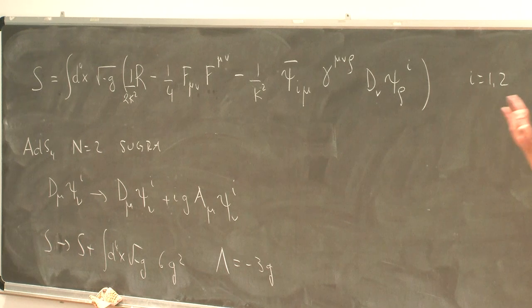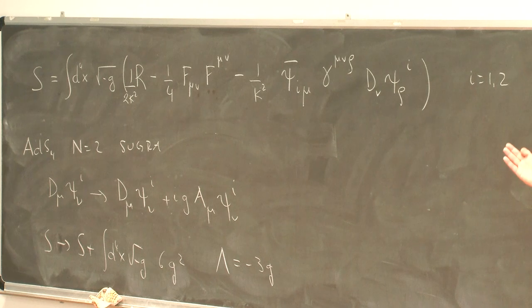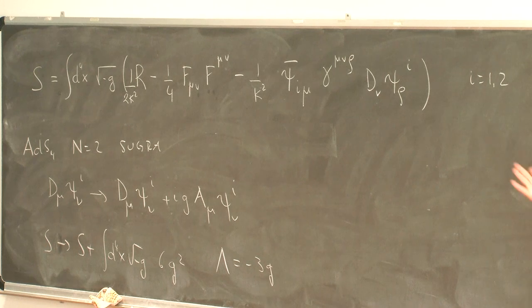This is part of a bigger framework in which this whole gauging procedure becomes something very simple. So AdS supergravities and gauge supergravities: AdS supergravity is just a simple example of a gauge supergravity.